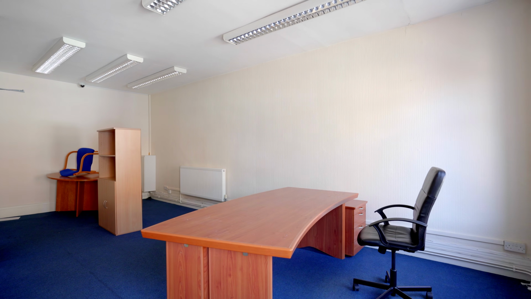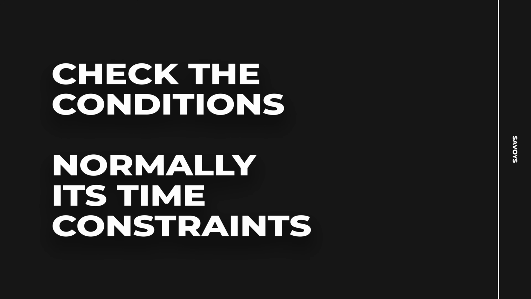So assuming you're successful first time and you get your Class MA application approved, brilliant. First thing you want to do is check the conditions, if any. The main kind of condition that you usually have on a Class MA application is a time condition. And effectively it will say that this build or this conversion needs to happen within the next 3 years.